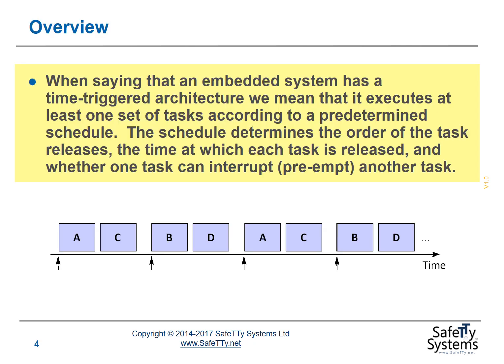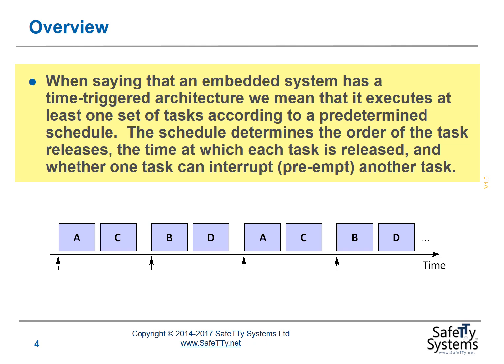When we say that an embedded system has a time-triggered architecture, we mean that it executes at least one set of tasks according to a predetermined schedule. The schedule determines the order of the task releases, the time at which each task is released, and whether one task can interrupt, that is, preempt, another task.